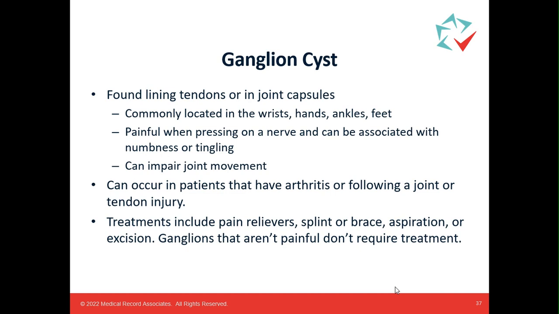Treatments can be super basic: pain relievers, splint, brace. If those aren't helping, your provider may do an aspiration or excision. Even with removal, sometimes these ganglions will recur in the same location, so it's not a one and done situation in some cases. If they aren't causing any pain or joint movement impairing problems, then your provider probably will just not necessarily remove them, but if they are causing some discomfort and pain, they usually are removed.